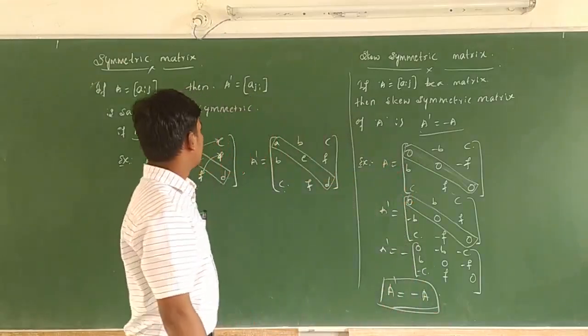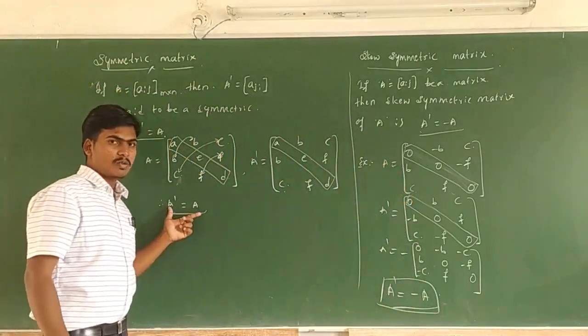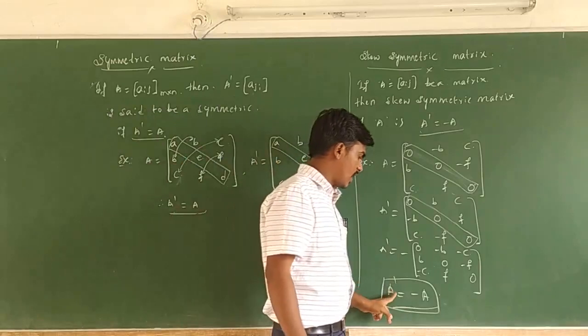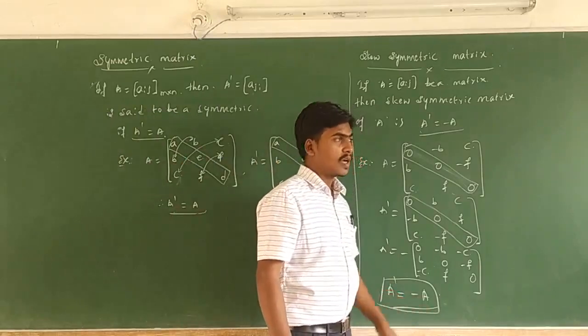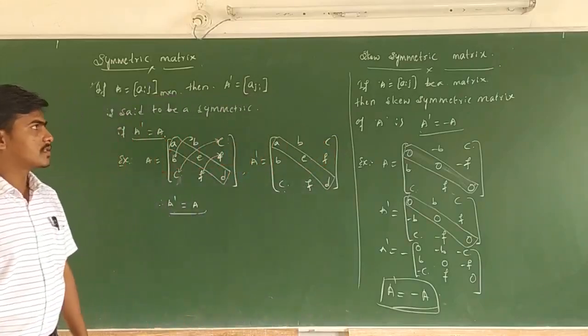You have to know one thing. In a symmetric matrix, transpose of A is equal to A. In a skew symmetric matrix, transpose of A is equal to minus A. So on the basis of symmetric and skew symmetric matrices, we discuss some theorems.